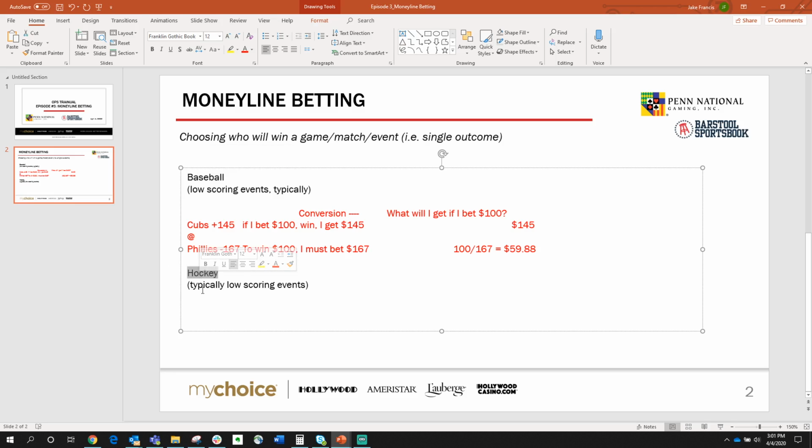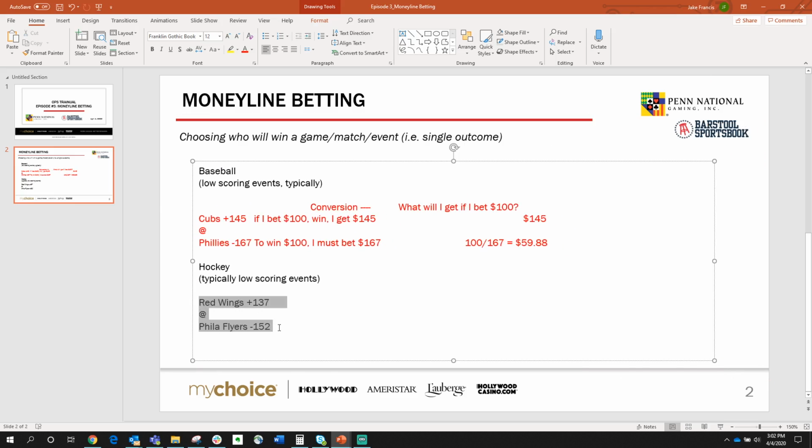Okay. And the same holds true in hockey. Again, remember, baseball and hockey, these are typically low-scoring events. So, in the spirit of keeping the Philadelphia pride going, well, yeah, let's have the Red Wings at plus 137 at the Flyers at minus 152. Okay. So again, the same holds true here, right? So if I bet $100 and I win, I will get what? Yes, 137. But what does that mean to a layperson? It means just that. You get 137 if you win that.